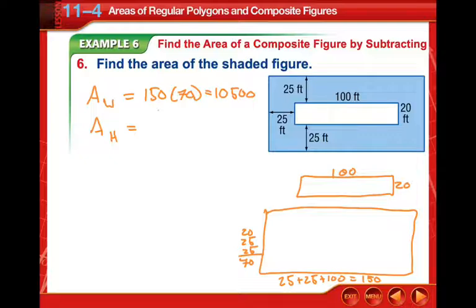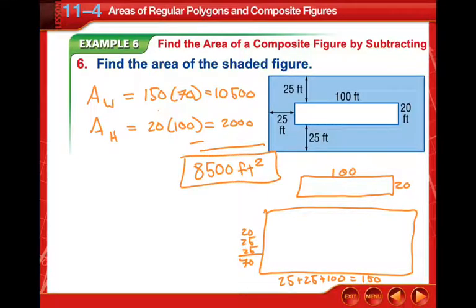Then the area of the hole is going to be 100 times 20, or 2,000. And we need to subtract here because we're taking away that unshaded part. And that gets us a grand total of 8,500 square feet. And that's it for these notes. See you next time.